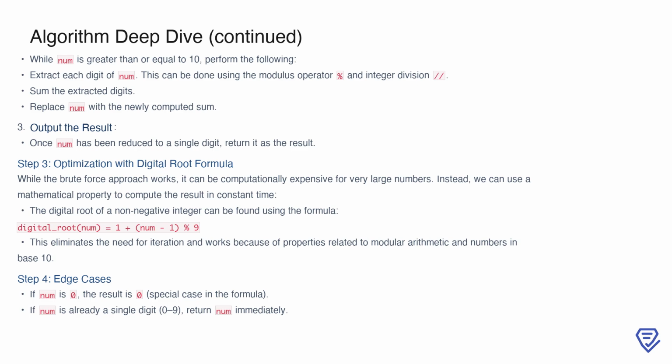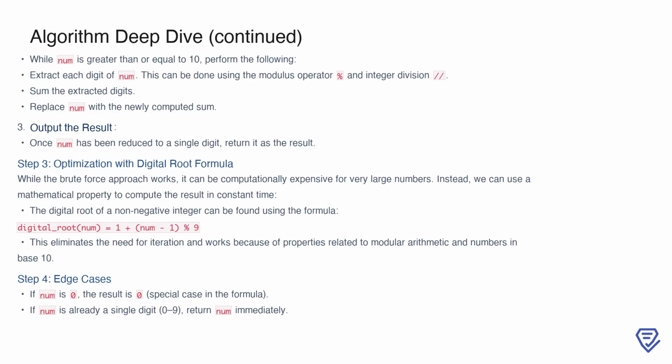When the number is greater than or equal to 10, we extract its digits using the modulus operator % to get the last digit and integer division // to remove it. We then sum all these extracted digits and replace the original number with this sum. This process continues until the number becomes a single digit, at which point we return it as the result.